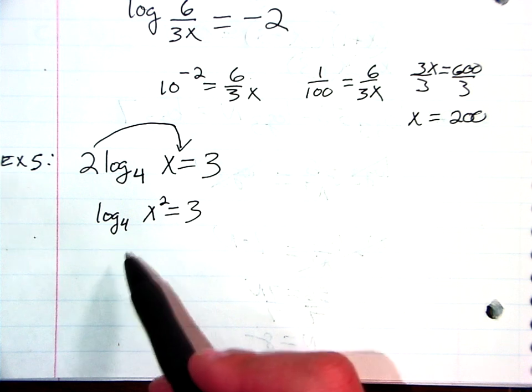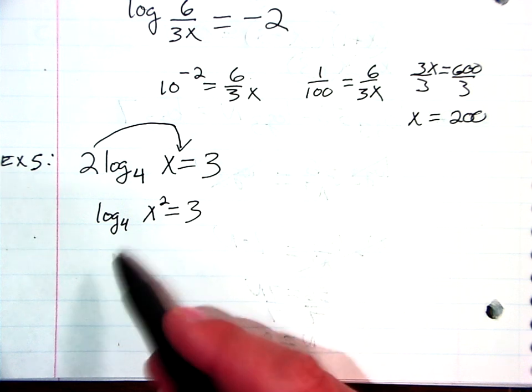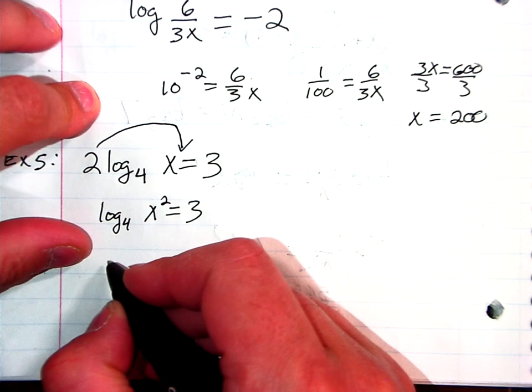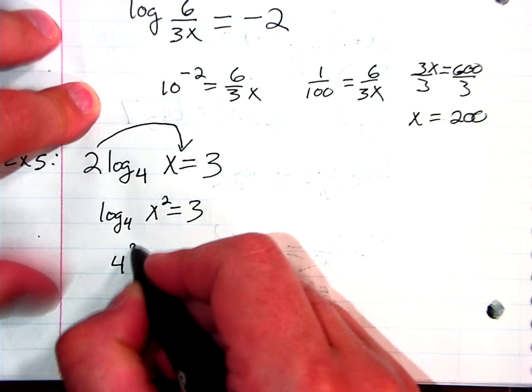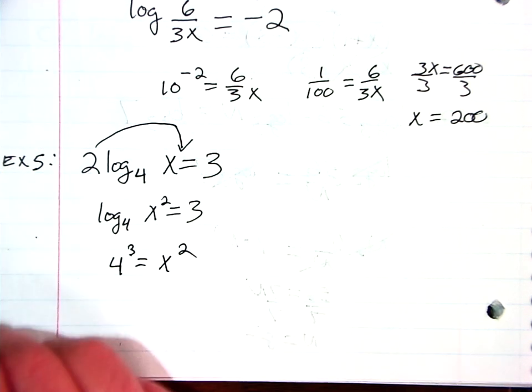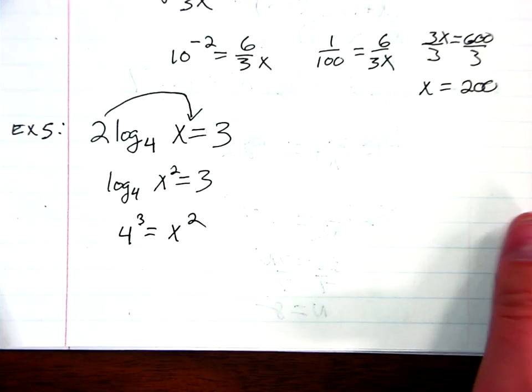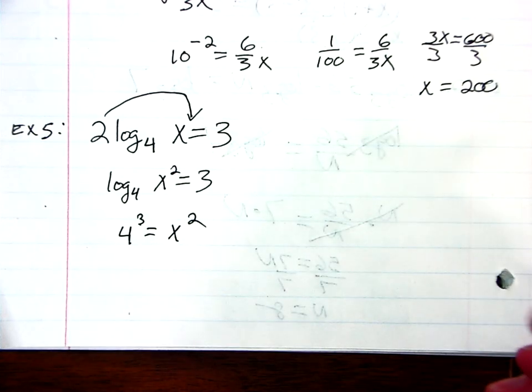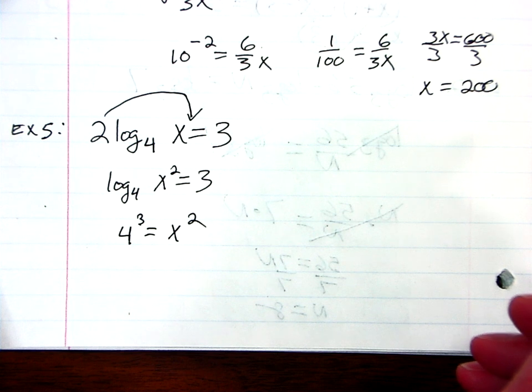So I'm going to turn this into an exponential. So 4 cubed equals x squared. What is 4 cubed, Kate? Want to try and redeem yourself? 4 times 4 is 16. 16 times 4. Double it and double it.